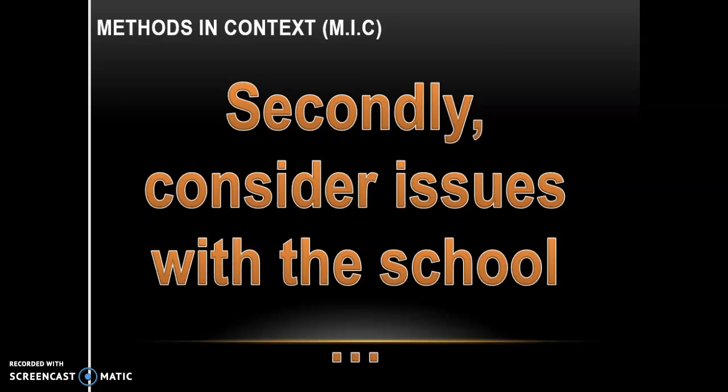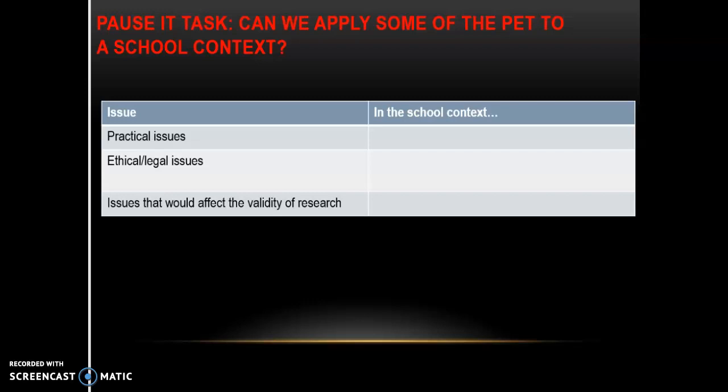So secondly, let's consider the issues within the school. So we've got another pause it task. Can we apply some of the PET to a school context? Pause it now, and when you're ready, join back in.